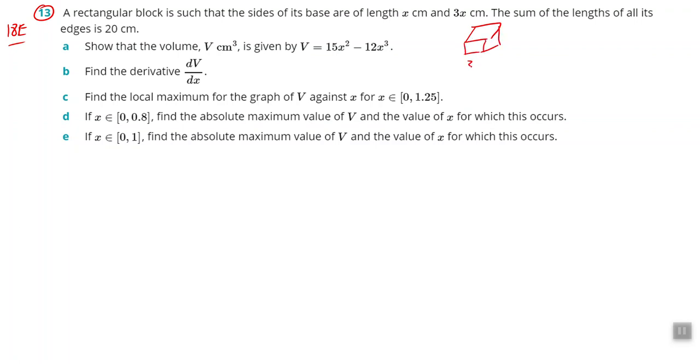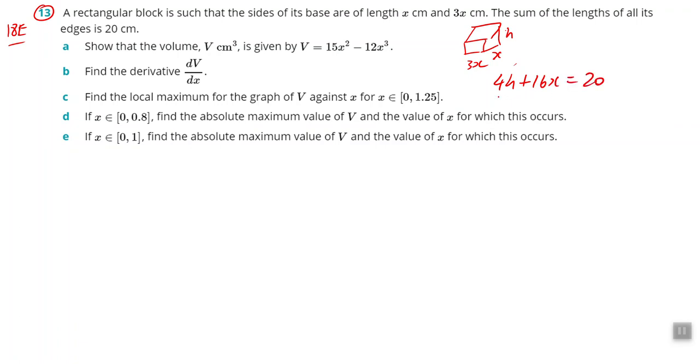We've got 3x, x, and we're not given the height, so we're just going to call the height h. We know that the length of all the edges adds up to 20 centimeters. So I'm going to add all the edges together. Now I know the h's take up 4h because I've got 4 edges of h. And the bottom edges will take up 8x, and the top edges will take up 8x.